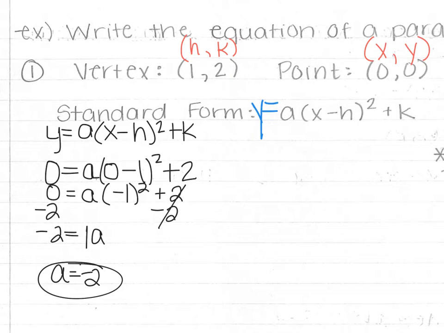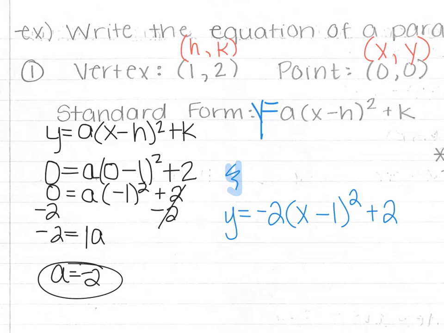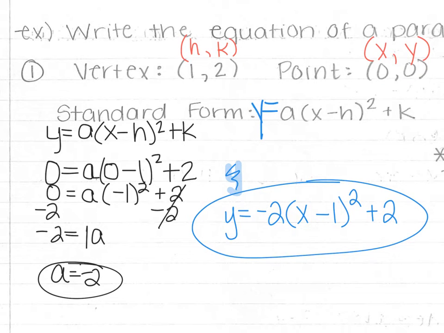So we need to keep y as y. Our a is negative 2. (x minus 1) squared plus 2. So this is our final answer as far as this example is concerned. Let's take a look at another one.